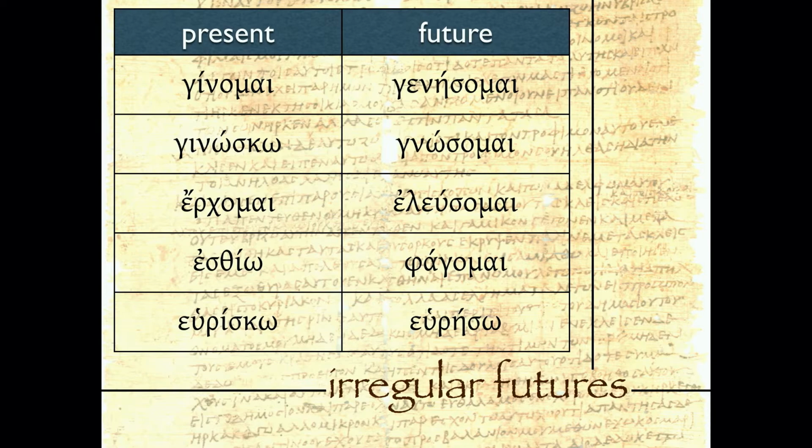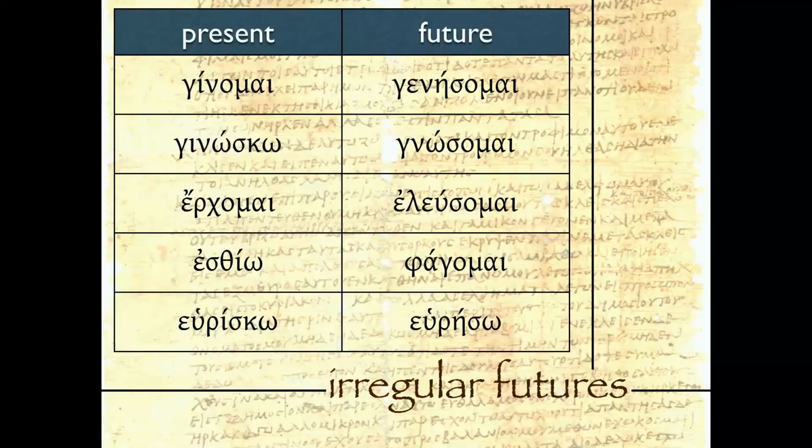So genomai becomes genesomai in the future. And it still kind of looks like it. It's got a sigma that tells us it's in the future. It still kind of looks like genomai, so not too difficult. Same thing with genosko. Genosko becomes nosomai. So we still have that gamma in the nu that helps us know this is genosko.